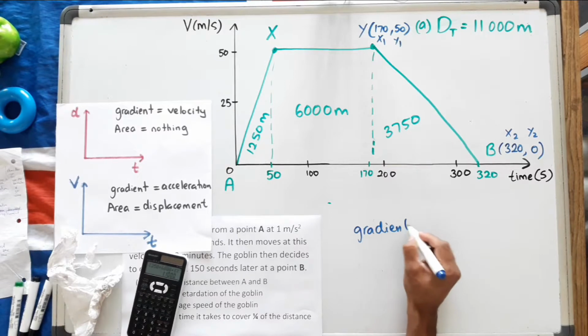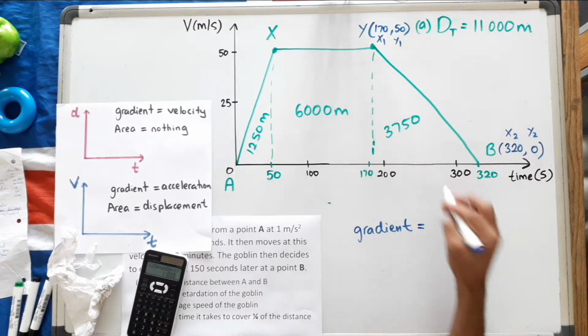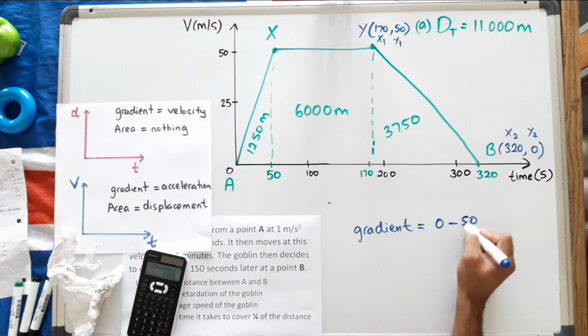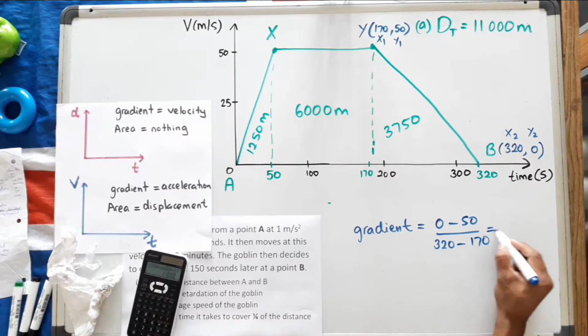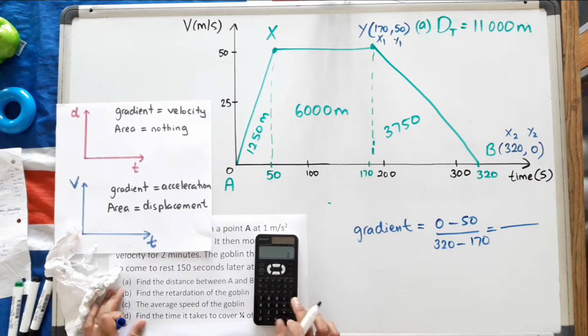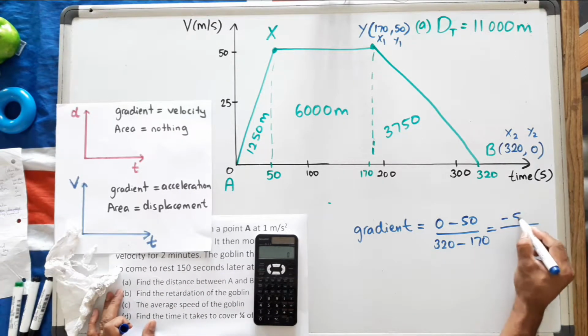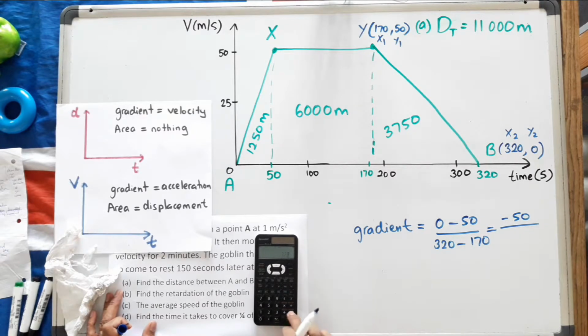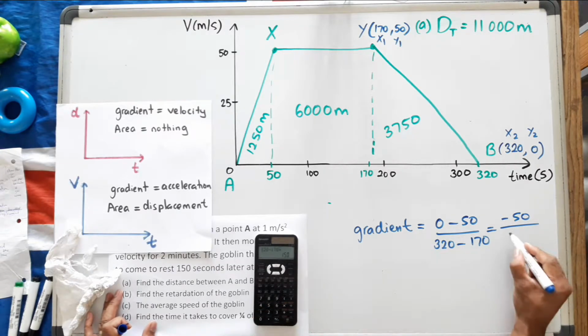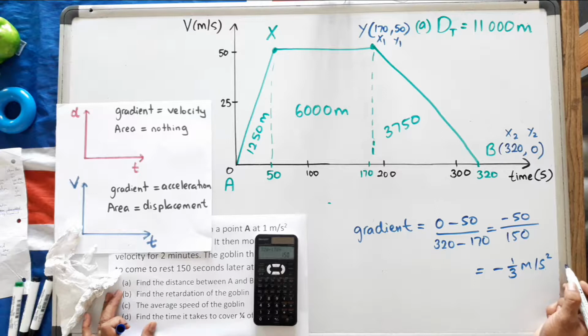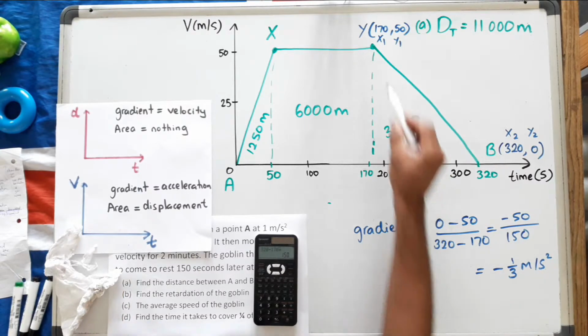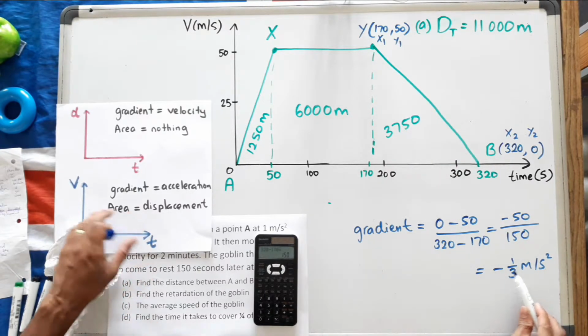This should be basic by now. y2 minus y1, 0 minus 50, divided by x2 minus x1, 320 minus 170. So 0 minus 50 is minus 50, and 320 minus 170 is 150. We're going to get negative 1/3 meters per second squared. So the acceleration is negative 1/3.